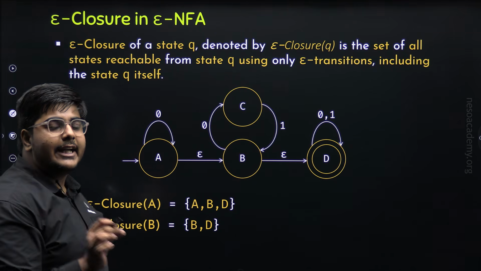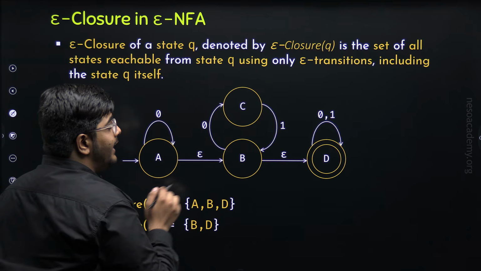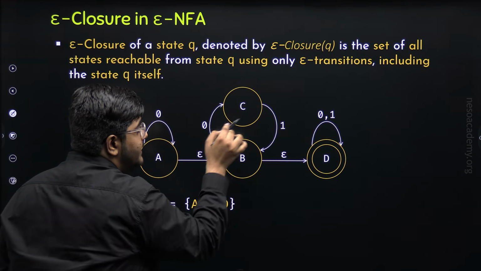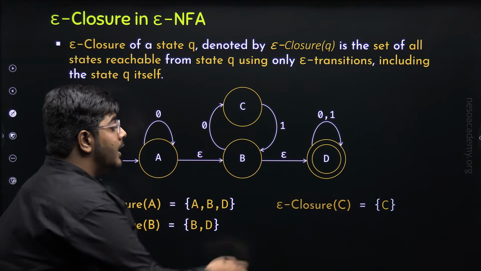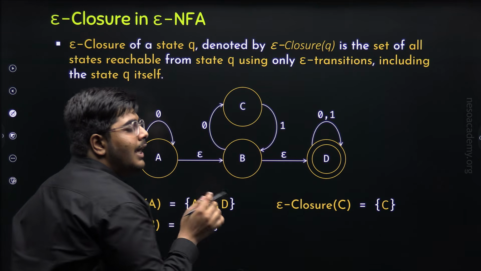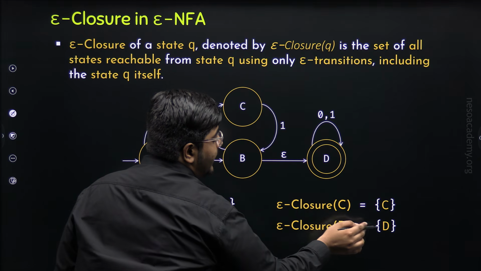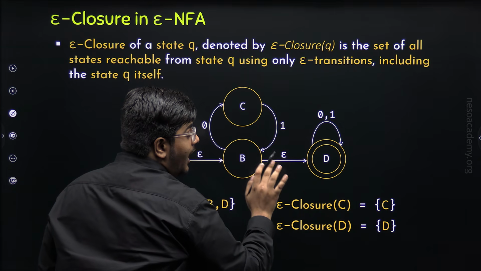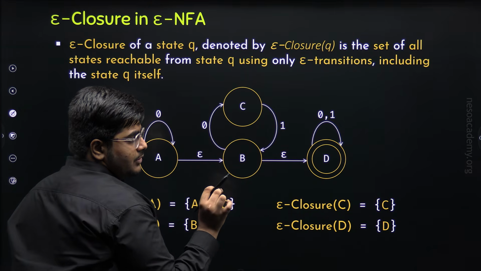Now let's calculate the epsilon closure of the state C. You can clearly see we cannot reach any state from the state C using epsilon transition. That is why the epsilon closure of C will only contain itself. And similarly, the epsilon closure of D also will only contain the state D itself, because we cannot reach any other state from the state D using epsilon transitions.